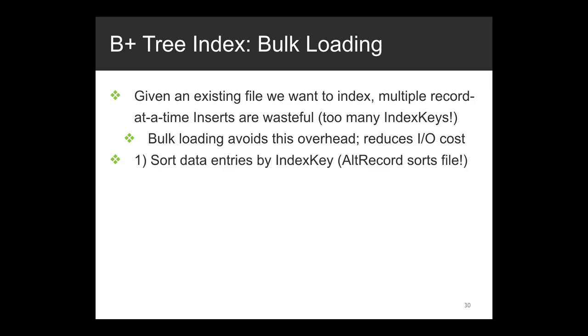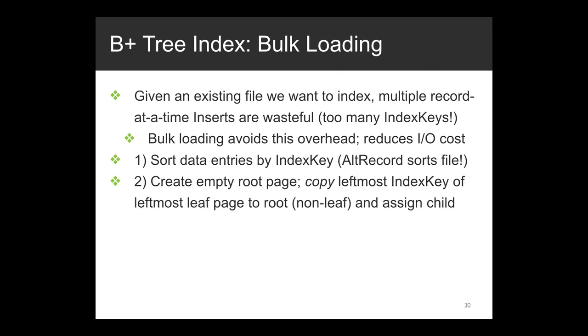The way this is done is by sorting the data entries by the index key. We will talk about the sorting process next class, external merge sort. How do you sort a file that is larger than memory? What if your file is 1 petabyte in size? How do you sort it? First thing you do is sort the entire data file based on the index key. And if you have Alt record, then that means it's already sorted, so you don't have to worry about the records not being in order.